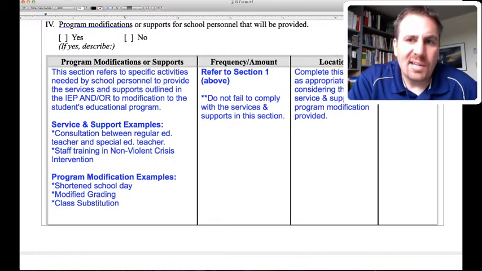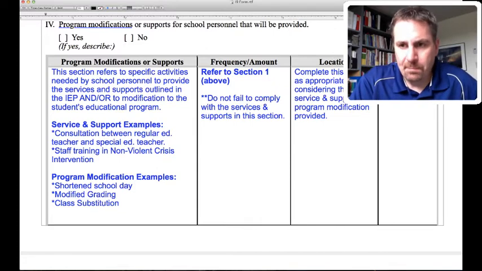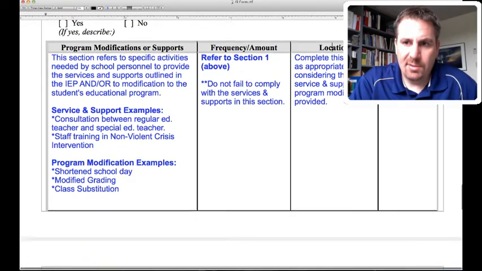Location, complete this section of the IEP as appropriate, considering the service and support that we're providing to the student. And duration, again, same as section 1 above.